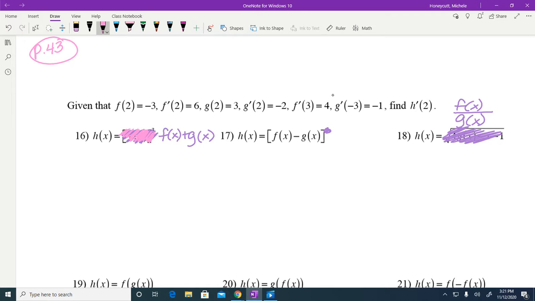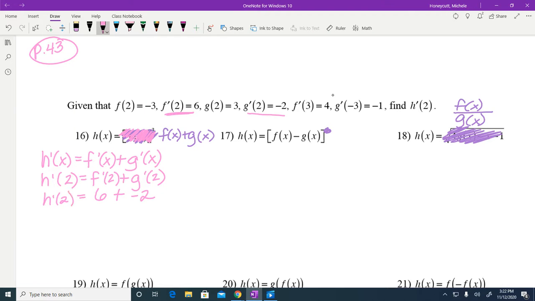If I just have a function plus another function, then its derivative h prime of x, I just find the derivative of each individual function. When you have two added functions together, find the derivative of each and add them together. So if I need to find h prime of 2, I'll find f prime of 2 and add it to g prime of 2. It tells me f prime of 2 is 6, plus g prime of 2 is negative 2. So h prime of 2 equals 4.